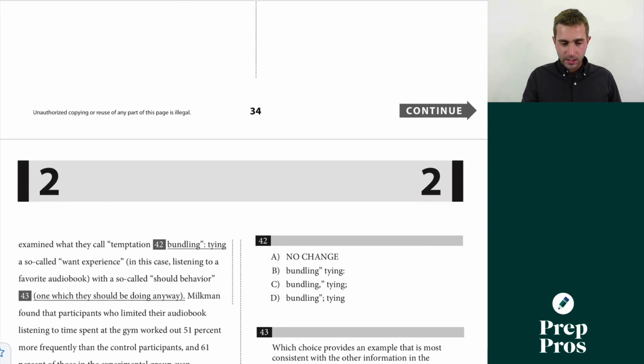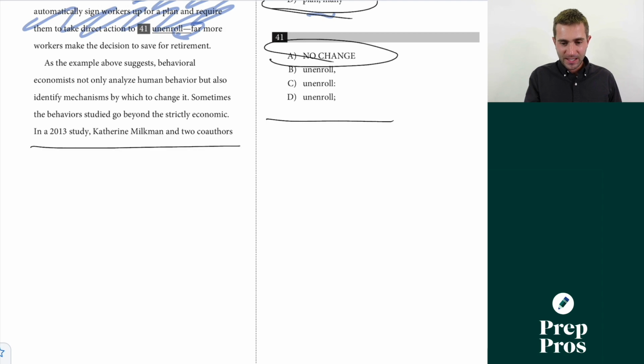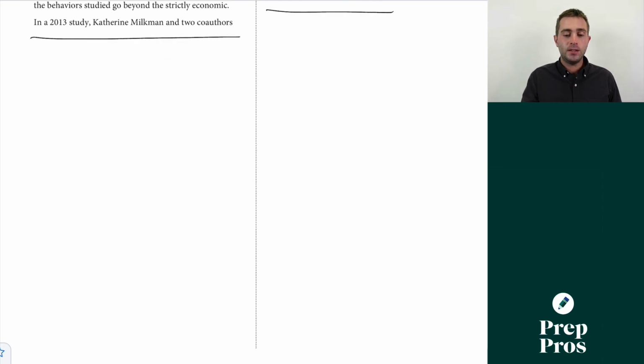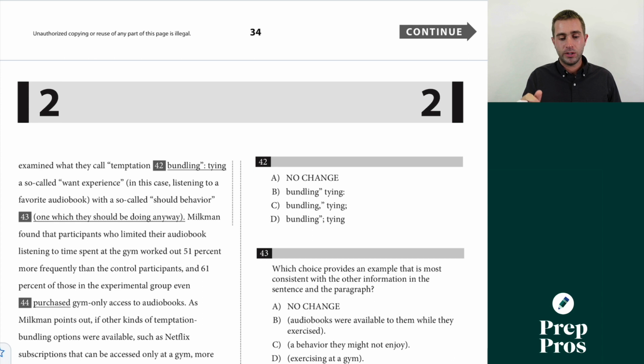Question 42 here. All right, we have to go back to this page. In a 2013 study, Catherine Milkman and two co-authors examined what they called temptation bundling. Well, if we stop there, that's going to give us an independent clause. So far A looks good. We always need an independent clause before a colon. Now we could get a list of items, explanation, definition, clarification. What they call temptation bundling, tying a so-called want experience, in this case listening to a favorite audiobook, with a so-called should behavior. So this is giving us an explanation, definition, clarification of what that temptation bundling is.